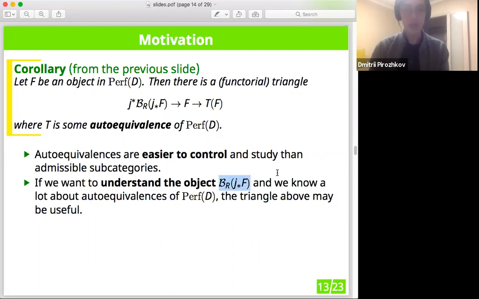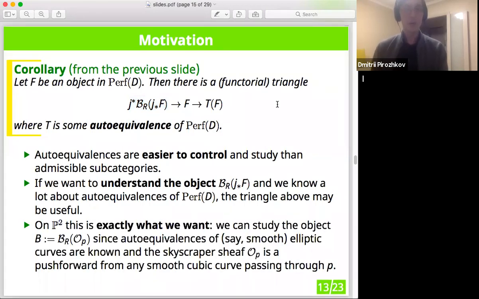Now, if we want to understand an object like this, where we take the push forward of something from our divisor and take the projection functor to curly B, then if you also know a lot about autoequivalences that may arise as this T in the statement, the triangle above may be useful. We don't get direct information about the projection of the push forward of F, but we at least get something about the restriction of this projection back to the anti-canonical divisor. So this is some very indirect, very partial information, but still it's better than nothing.